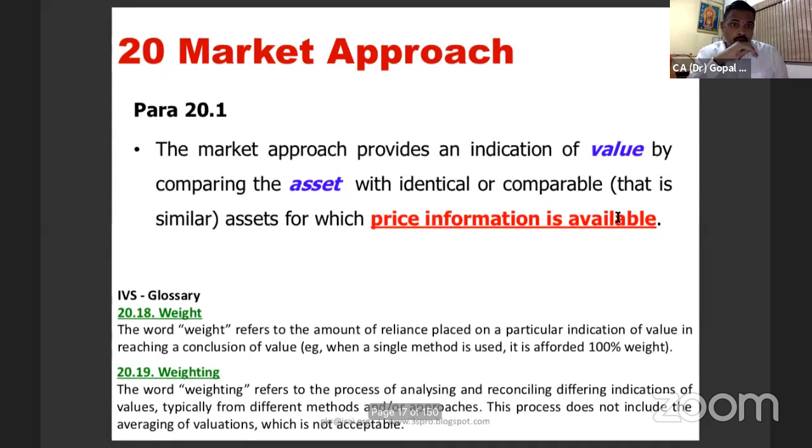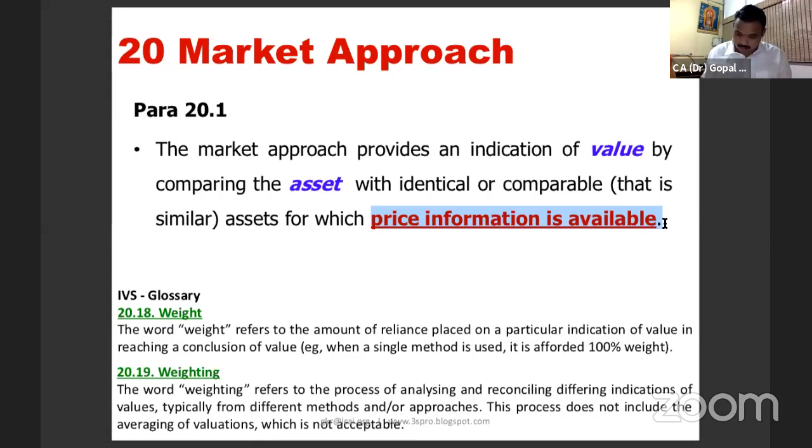So what is the market approach? The market approach provides an indication of value by comparing the asset with identical or comparable, that is similar, assets for which price information is available. Please, this phrase is very important: price information is available. If information is not available, what to do? Now, what is identical, and what will you take as comparable?